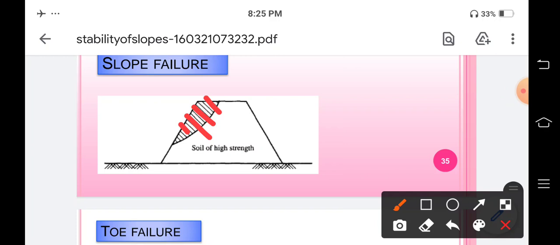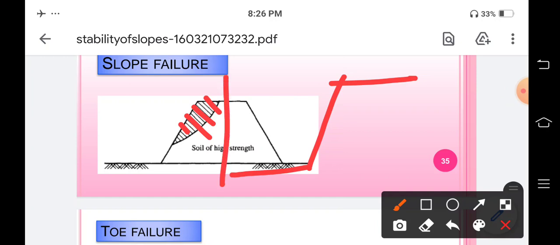So in this failure, the plane intersects the slope above the toe. The second one is called the toe failure. Once again, I have taken the cross section, or we can say the half part of this earthen dam. This portion is called the toe, as we learned a little earlier, and this is called the crest. Toe means the failure will pass from the toe.